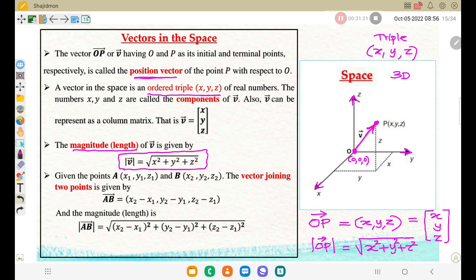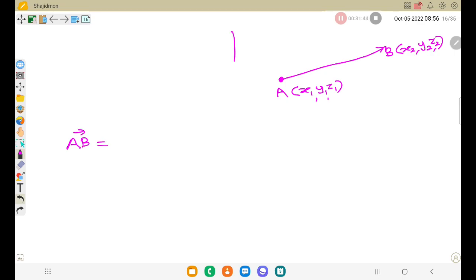Now, in the same way, the vector joining 2 points. For example, A is one point, x1, y1, z1, because there are 3 numbers, correct? Now, the vector's ending point B means x2, y2, z2. Now, what is the vector joining 2 points? Vector AB equals, okay, not starting from the center. As I told you, if you start from the center, it means a position vector. This is the vector joining 2 points.